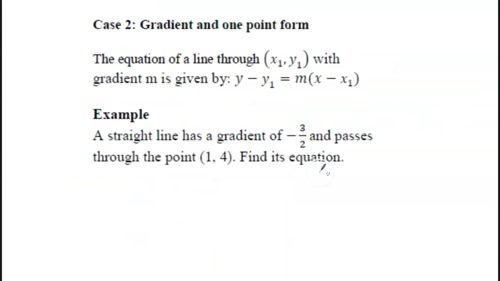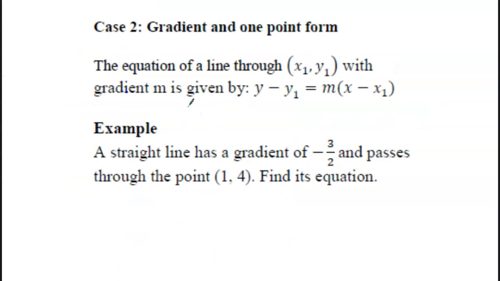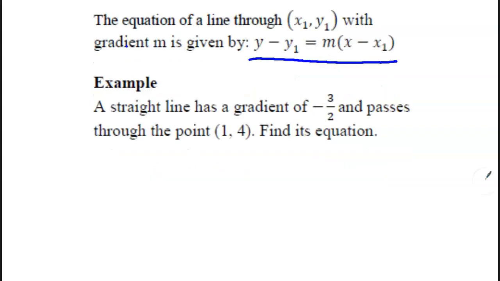Let's look at the second case. Case 2 is where the gradient and 1 point on the line are given. If that's the case, then you use this formula: y minus y1 is equal to m times x minus x1, where x1, y1 is a point on the line, and x and y are also points on the line. Let's take this example. A straight line has a gradient of minus 3 on 2 and passes through the point 1, 4. We have to find its equation.